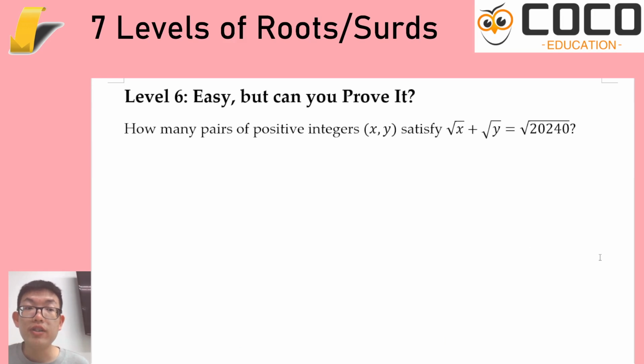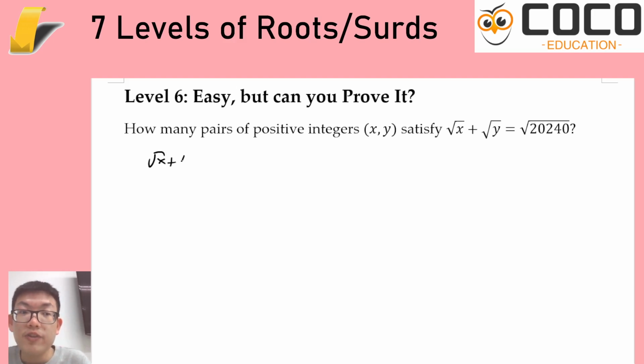Now we carry on to a pretty well-known idea that is actually not that easy to prove. Square root x plus square root y equals the square root of 20240. I'm going to present the solution without a rigorous proof, but I will leave it to you to suggest what the rigorous proof is. Square root x plus square root y is square root 20240.